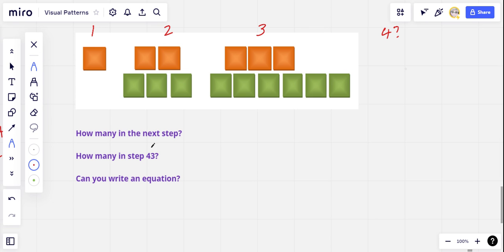If you can do that, can you predict the number in step 43? And can you come up with an equation that could be used to express the number of boxes in any step at all? So that's the challenge. If you'd like to accept it, pause the video and see what you can do.